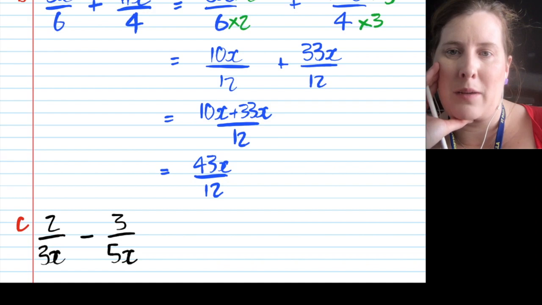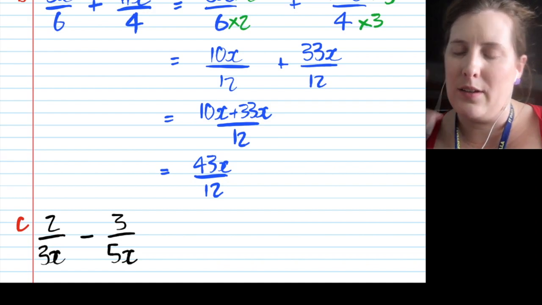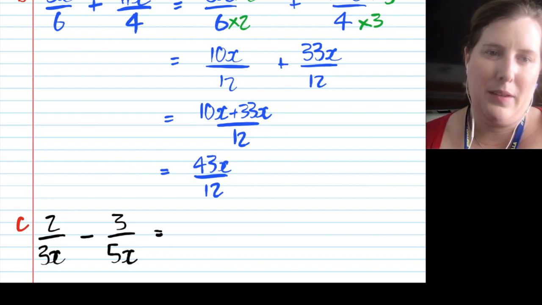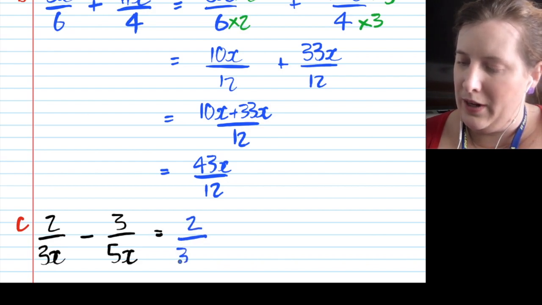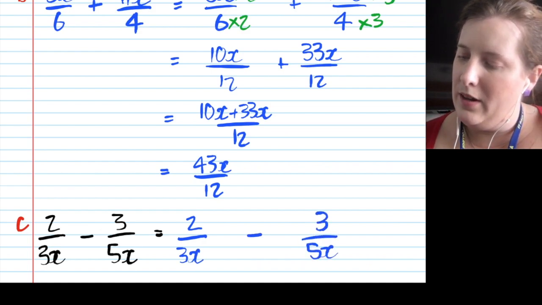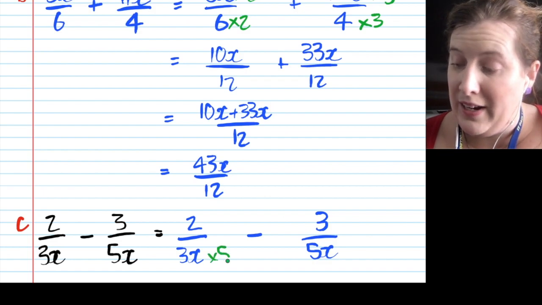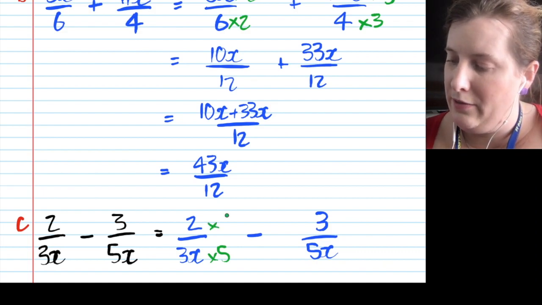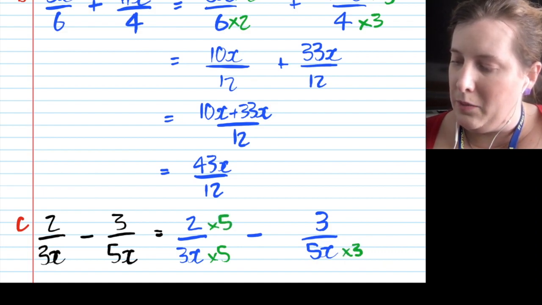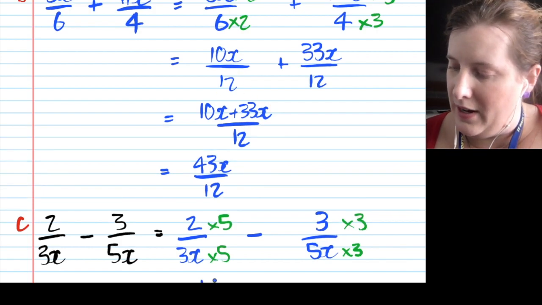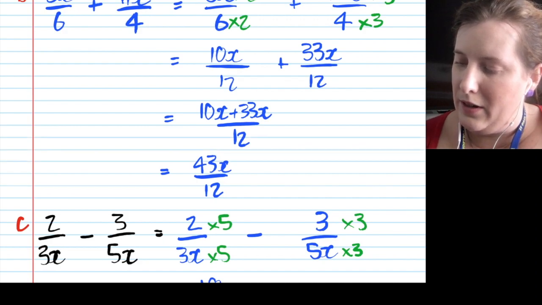Let's go through our 5 times tables. 5, no, 10, no, 15, yes. So we've got our 2 over 3x, 3 over 5x, and we want 15 on the bottom, so I'm going to have to times 3x by 5 to get 15x on the bottom, and times this by 3. And we're going to end up with 10 over 15x minus 9 over 15x.